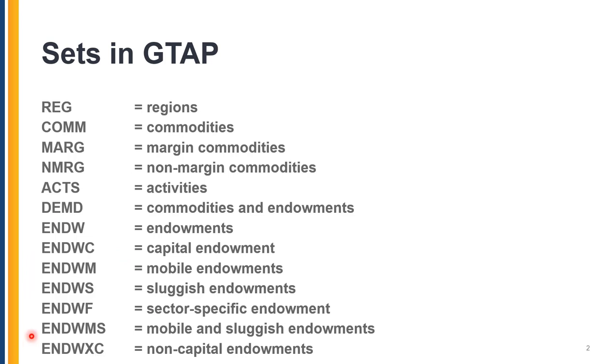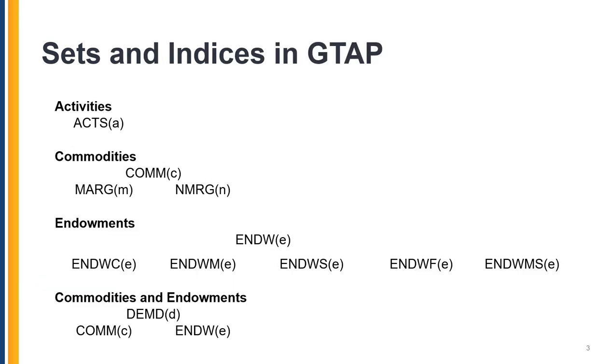A lot of the set structure in this model is built to give you these intuitive ways of splitting up equations, because as we've learned in our training here, we want to be able to analyze GE, and so the analysis for a mobile endowment will look different than a sluggish endowment. So trying to write these equations to accommodate those doesn't make sense because we want to look at them separately anyway.